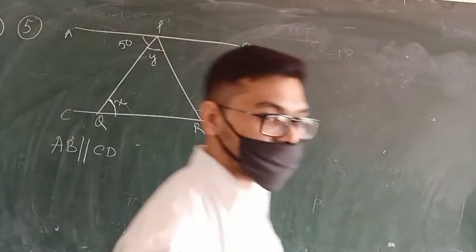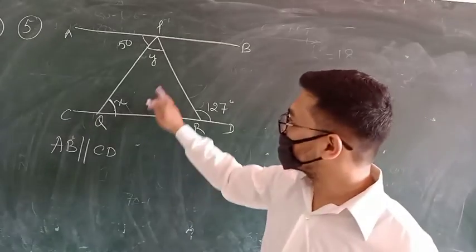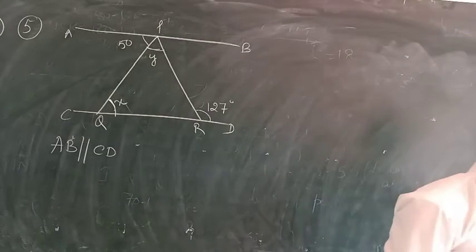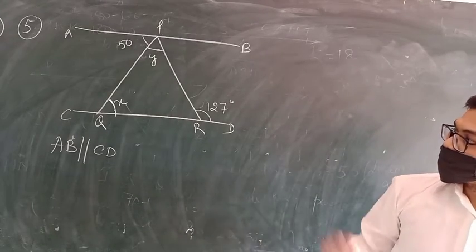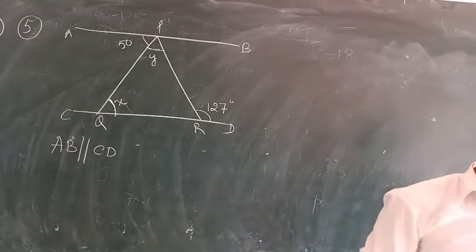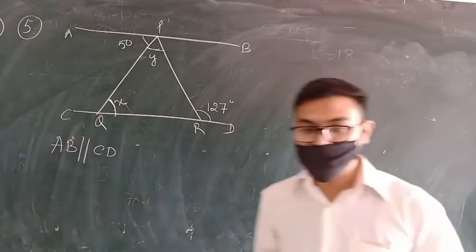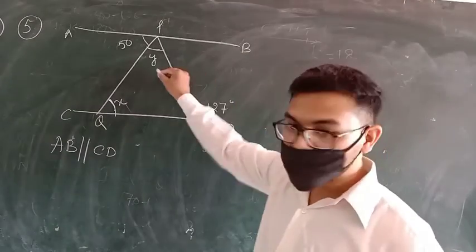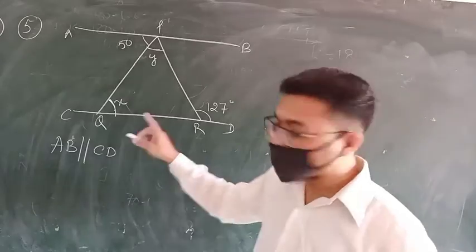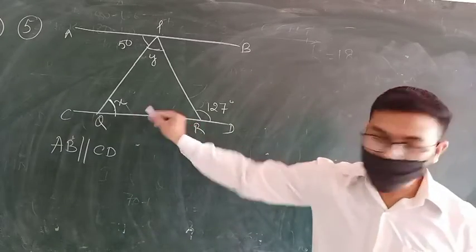What should be the value of X and what should be the value of Y? X is equal to 50, correct. Y is equal to 127 degrees, which is wrong. Y is equal to 77. Now, first of all, calculate the value of X.